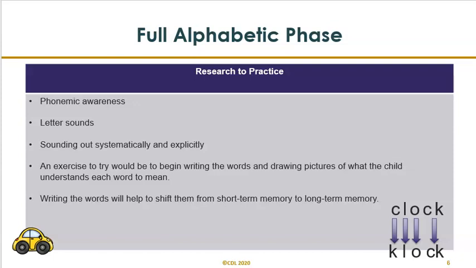This is late kindergarten to early first grade. I have a little yellow car here in the corner just to remind you that this is like that driving force. This is really where you see that change of the student understanding how those various phonemes work together.